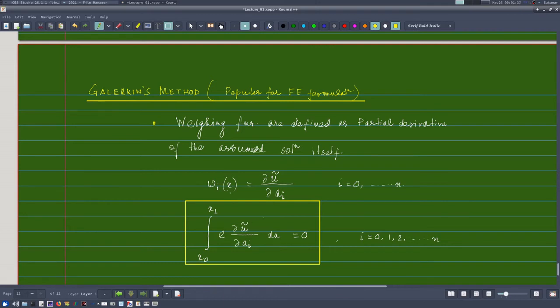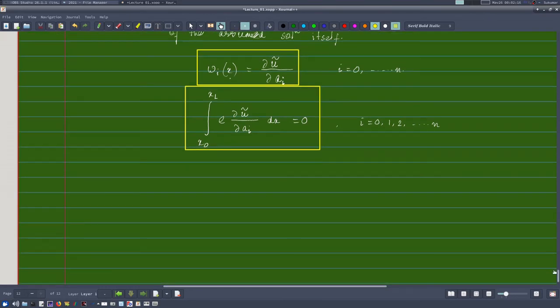So these are my weighing functions. So this is another important equation, and this is my residual equation in Galerkin's method. Now, if I use this method, Galerkin's method, it is found that in many engineering applications, using this method gives me same results as that given by the other method, Rayleigh-Ritz method. So this method is quite commonly in use in FEM formulation.